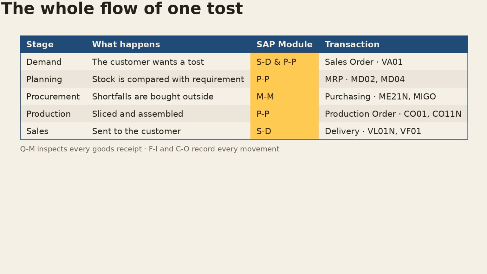Procurement in MM buys from outside. Production, again in PP, slices and assembles. Sales in SD delivers. And beneath all of this, at every goods receipt, at every production step, quality inspects with QM and cost is counted with FI and CO. 5 stages, 5 core modules, 2 quiet guardians.